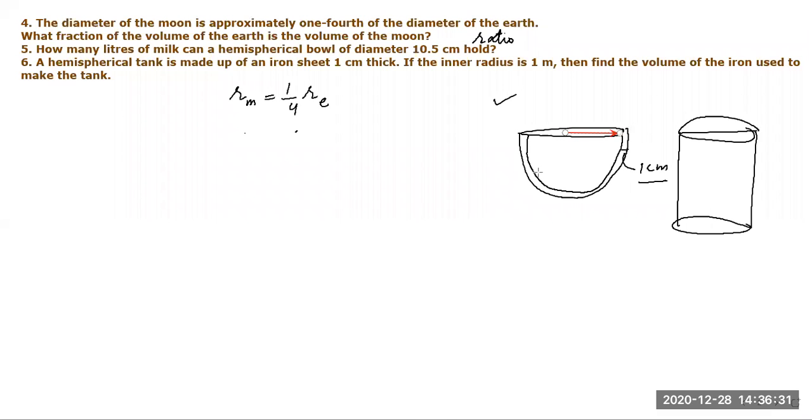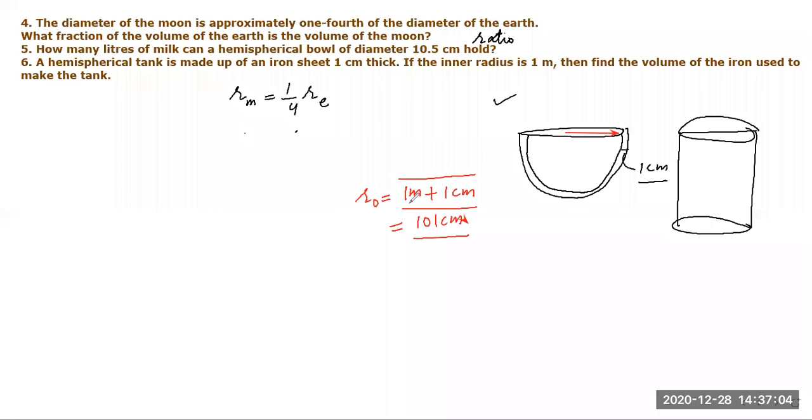So what will be the outer radius, Monrose? Outer radius will be 2 centimeter. Outer radius will be, inner radius is 1, so outer radius will be 1 meter plus 1 centimeter. So it will be 101 centimeter. Am I right, Mansimrat Kaur? Am I right or wrong? Okay, okay. You're looking like this. I thought I had made a mistake.